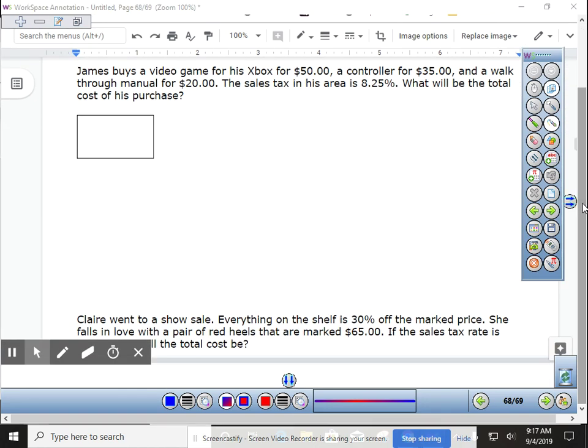James buys a video game for his Xbox for $50, a controller for $35, and a walkthrough manual for $20. The sales tax in this area is 8.25%. What would be the total cost of his purchases?